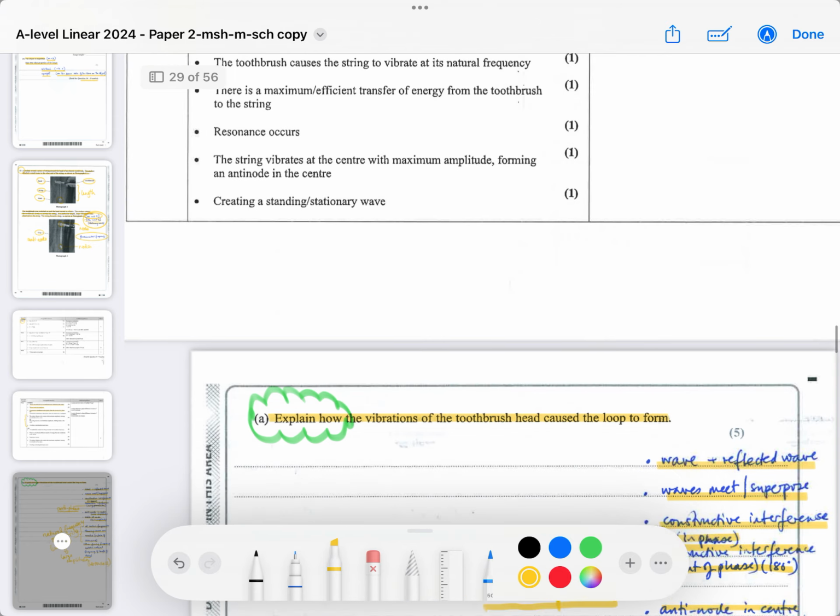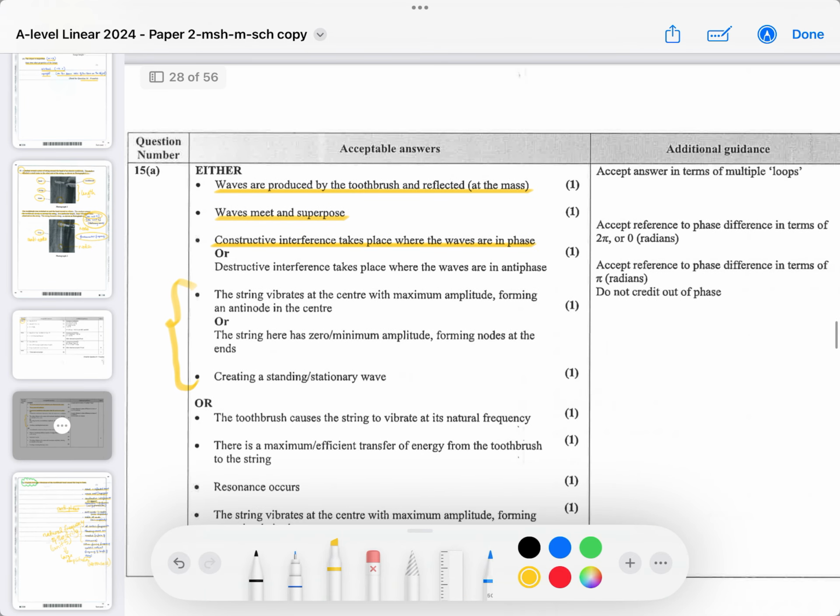Okay, so go back to the mark scheme, and we went through the first 3 bullet points, and the next one says the string vibrates at the center with maximum amplitude. That's the antinode, yeah? So the antinode is formed in the center, okay? You can also mention the reverse, where there's a 0 or minimum amplitude. I think minimum is probably better. Then you have nodes forming, okay, the fixed points. And this is what creates a standing or stationary wave, okay? So it's 5 marks, this question.